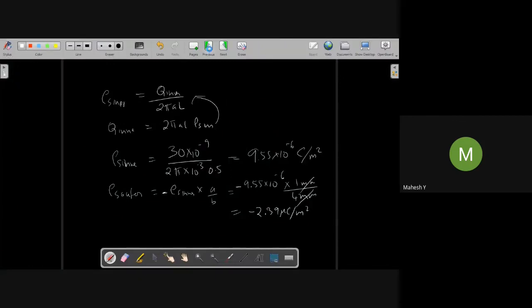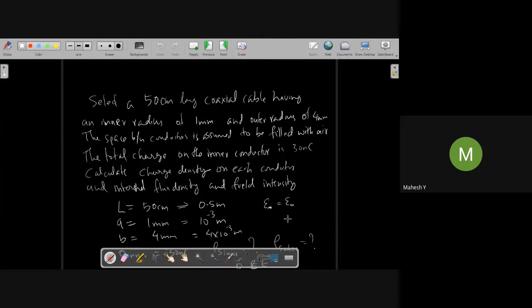So two questions are done. Rho s inner and rho s outer are done. Now, what is the next part? You have to find D. From that, you have to find E also. So how to find the value of D?